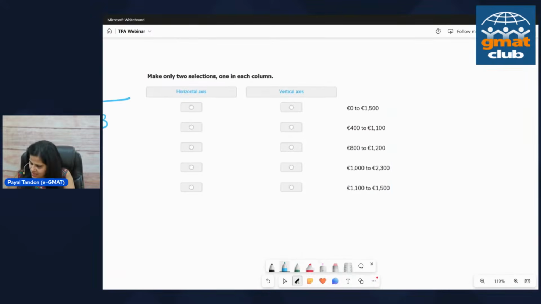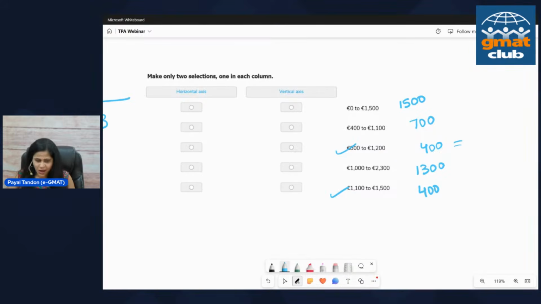This one is 1500. The range for this one is 1500, because the range for both the axes needs to be the same, right? This one is 700. This one is again 400. This one is 1300, and this one is 400, which means that from the answer choices, you can select this choice and this choice for horizontal and vertical. That is possible because these are equal, right?